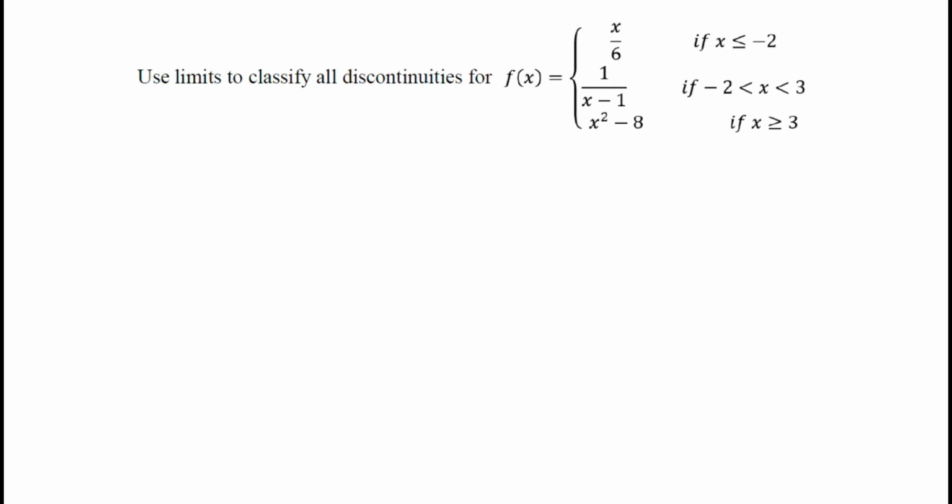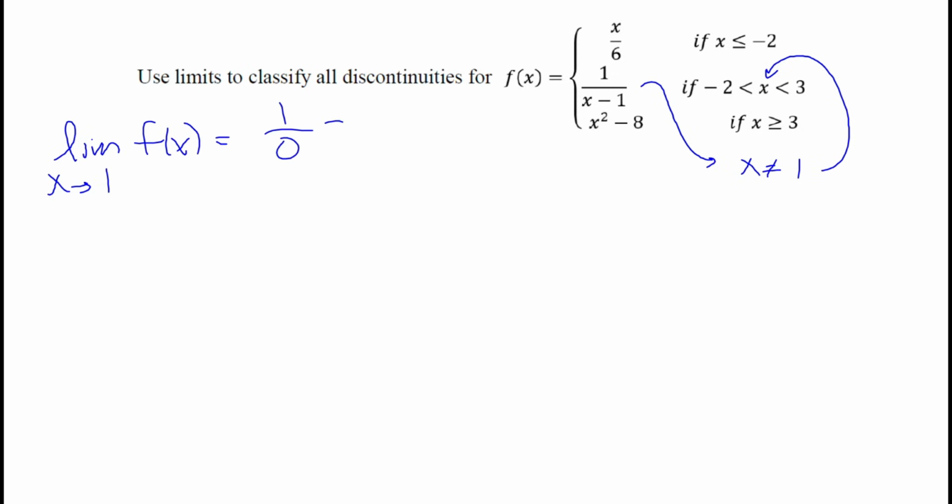All right, we've got another one of these here. We've got x over 6. That's continuous for all real numbers. We've got x squared minus 8, which is continuous for all real numbers. And we've got 1 over x minus 1, which has a discontinuity at x equals 1, which unfortunately is between negative 2 and 3. So we'll start off with the limit as x approaches 1 of f of x, which is 1 over 0, which is, of course, positive or negative infinity, which tells us that x equals 1 is an infinite discontinuity.